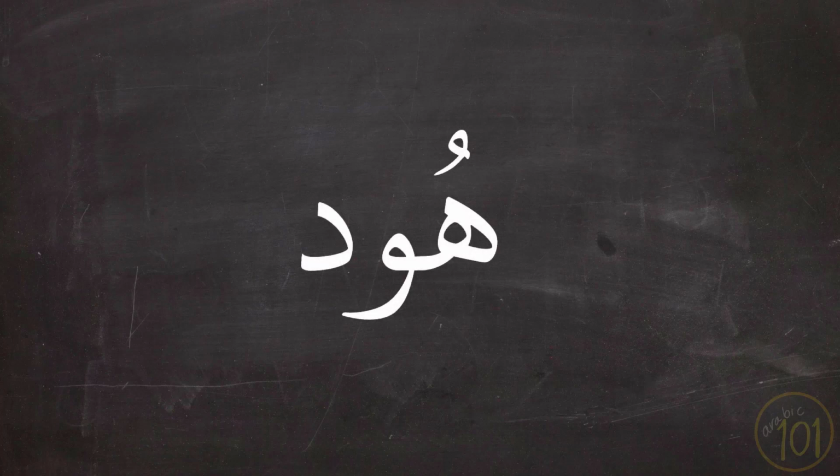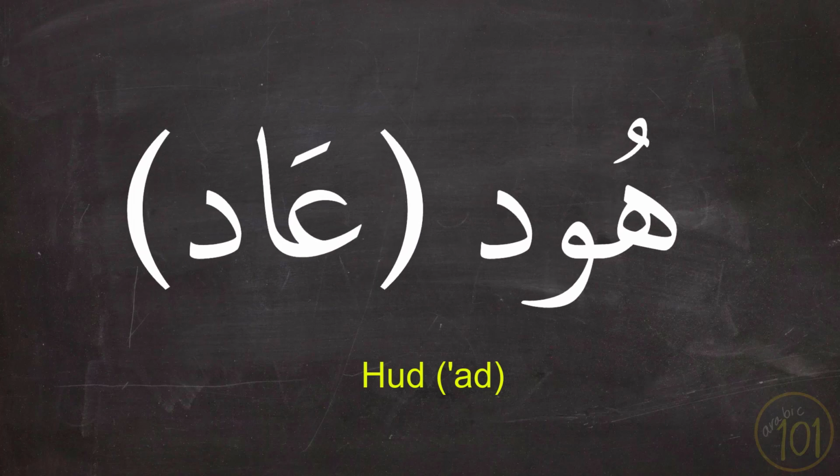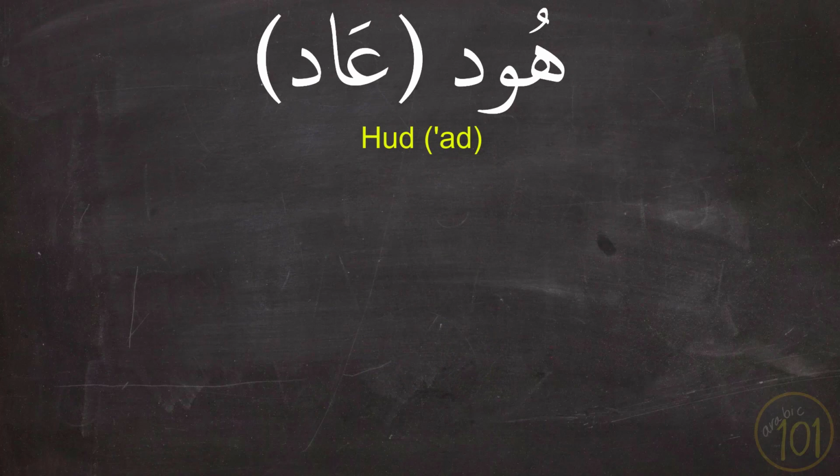Next is Hud, which is also transliterated in English as Hud, and his tribe is Ad, and we see them used in combination in this example.